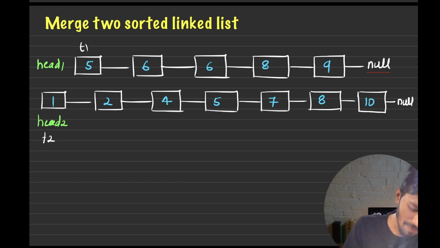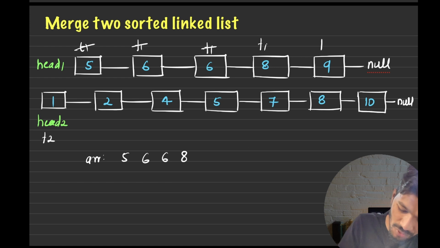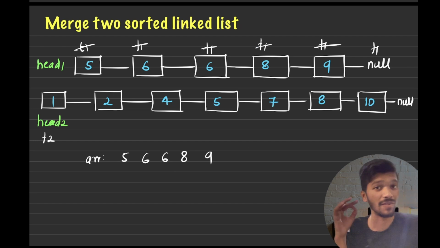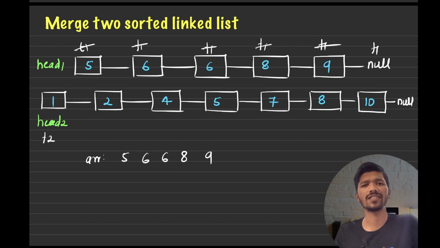Let's suppose I am maintaining a new array called ARR, and first I traverse the whole linked list. First take 5, then move to the next node, take 6, move to the next node, again take 6, move to the next node, take 8, move to the next node, take 9, and simply move to the next. So you finally end up at null, which means you have completely traversed the first linked list.